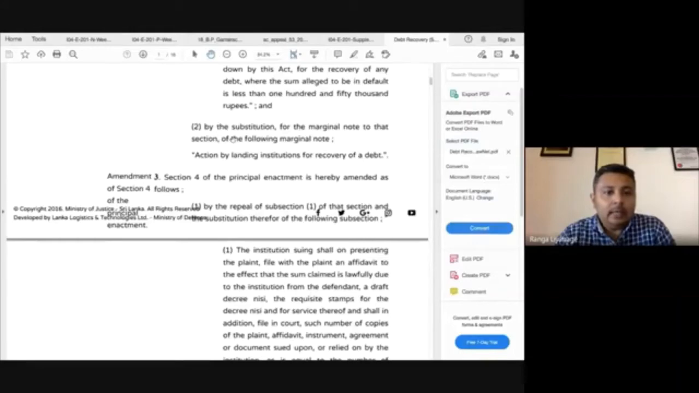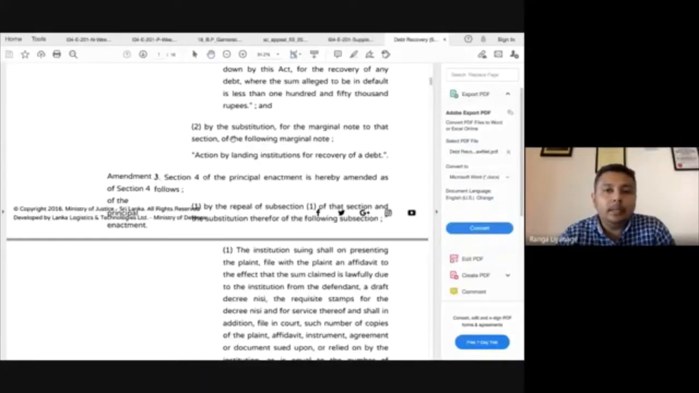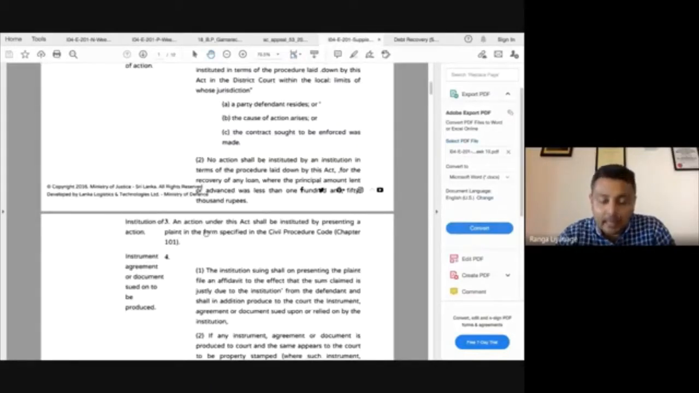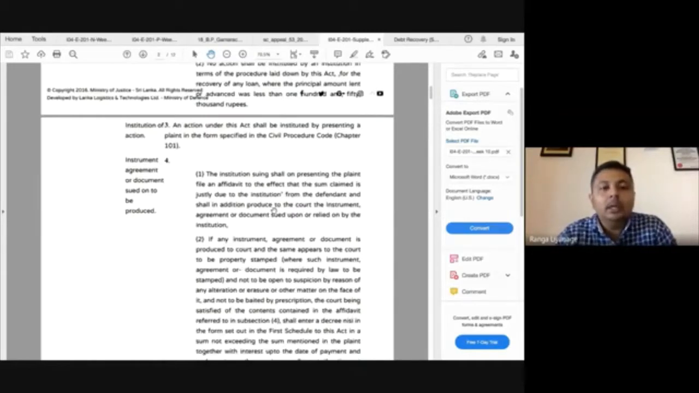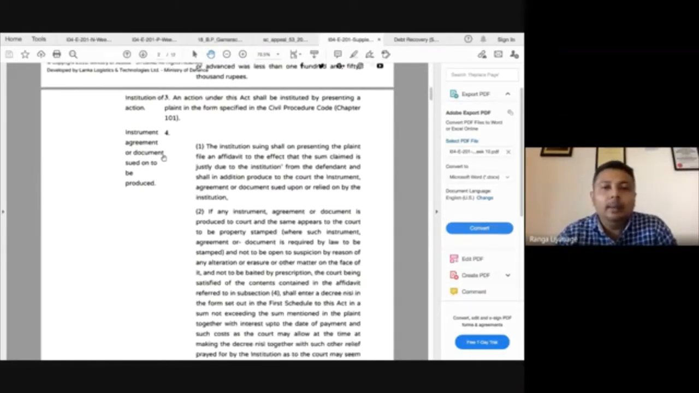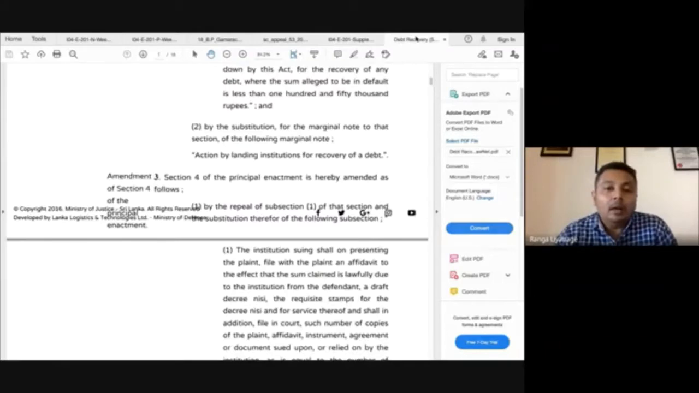Then, behind the amending act, there is section 4 of the principal act. Now, let's see what section 3 says. An action under this act is instituted by presenting a plaint in the form in the civil procedure code. So, you don't have to worry much about it for the moment. Now, this section 4 is amended by the amending act. Let's see what section 4 says.